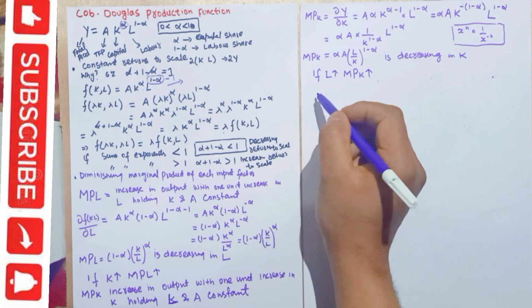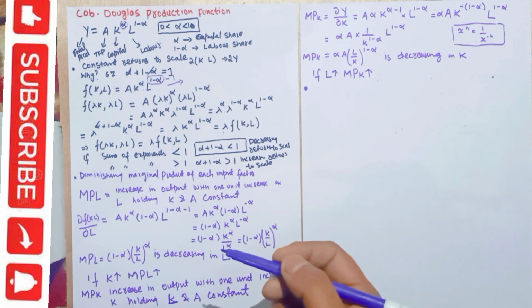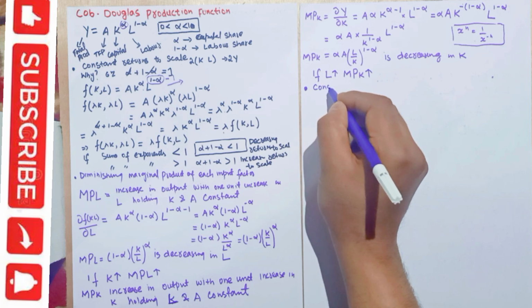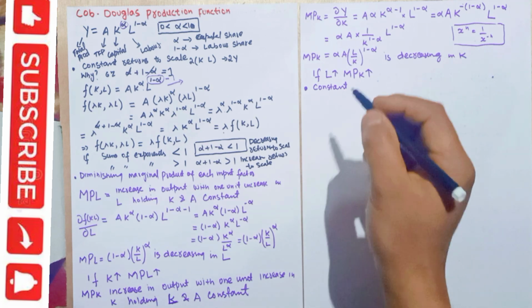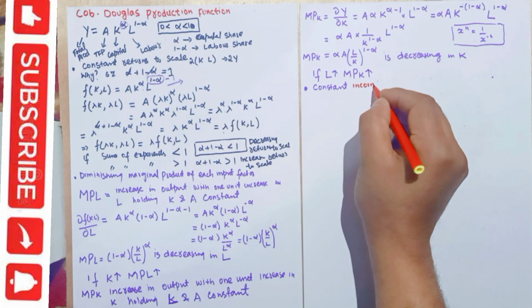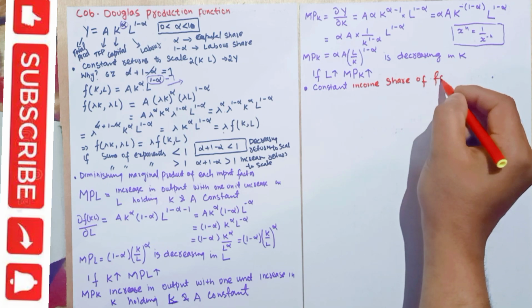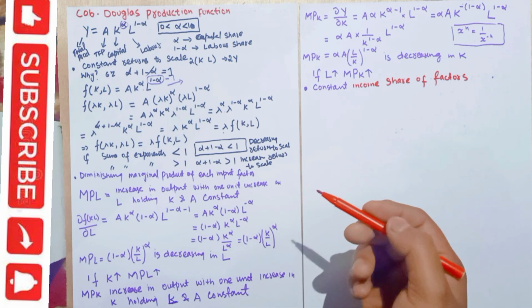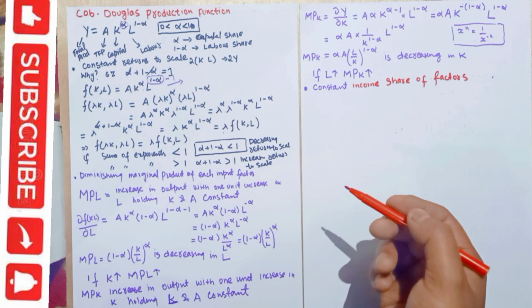Now we will see another property, that is constant income share of factors. Let us take the red one. Constant income share of factors. What does this mean? We will see how much capital contributes to the production of output and how much labor contributes to the production of output.